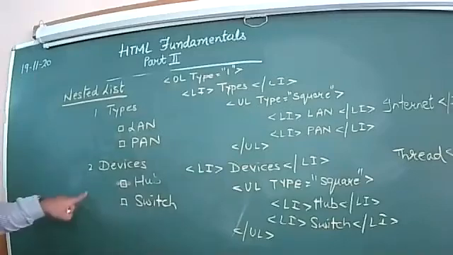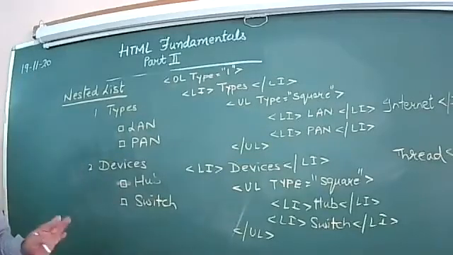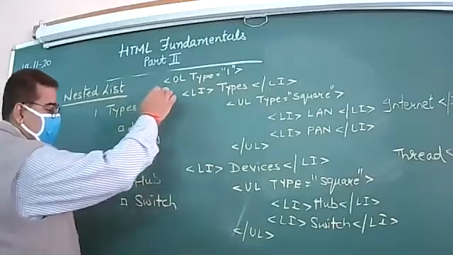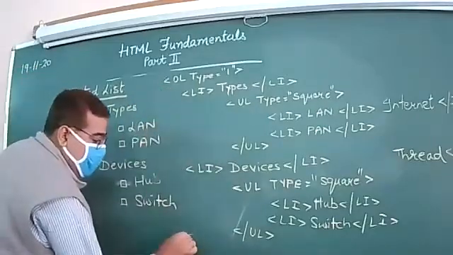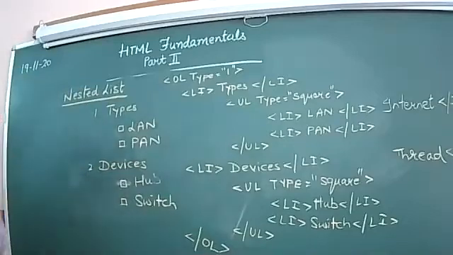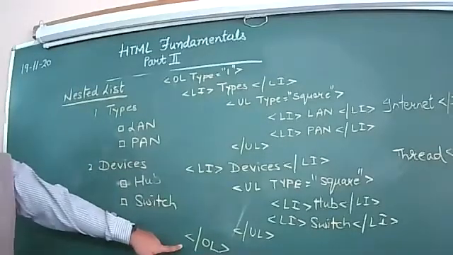Now you can see after this, no structure is left. My structure is totally complete. So here, you finally close your outer list.